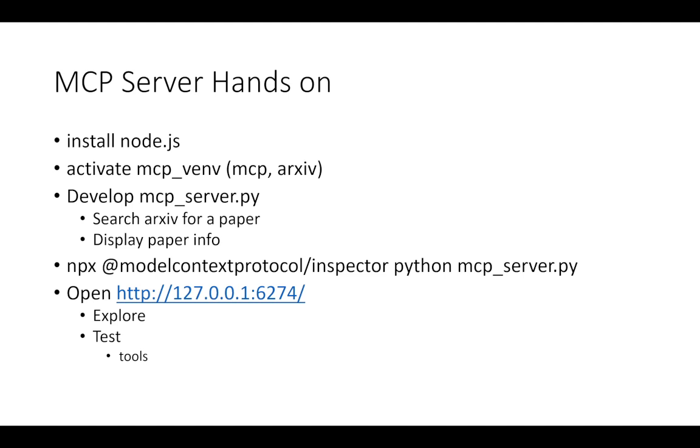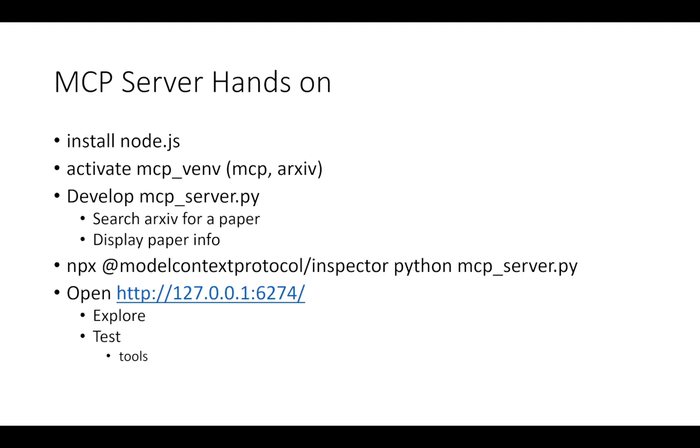Okay, so now we'll jump on to a quick hands-on. So one key requirement here is you need Node.js. Then I'm going to use a Python virtual environment. I'm going to call it MCP underscore VENV. It will need a Python package called MCP. And for this particular example, I'm going to connect to the arXiv. I'm going to search the arXiv, the digital archive of published papers.